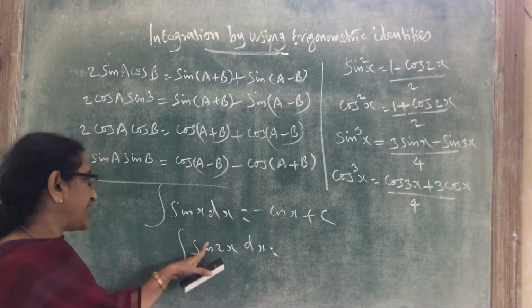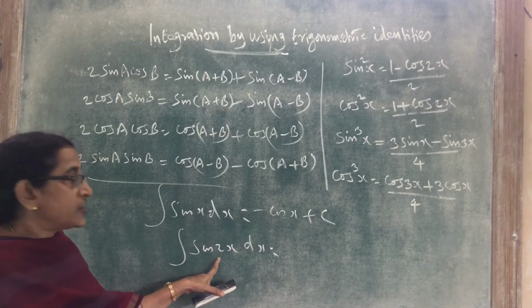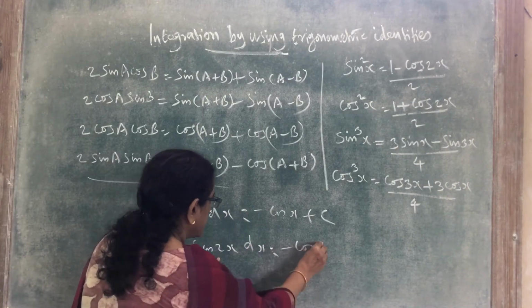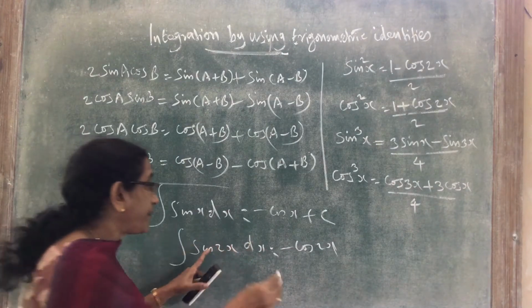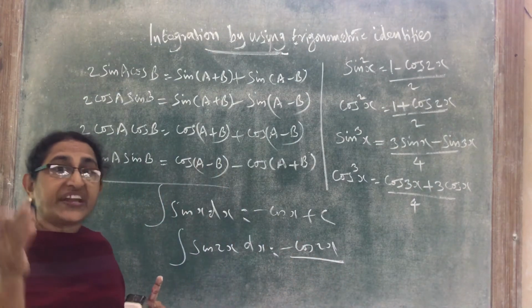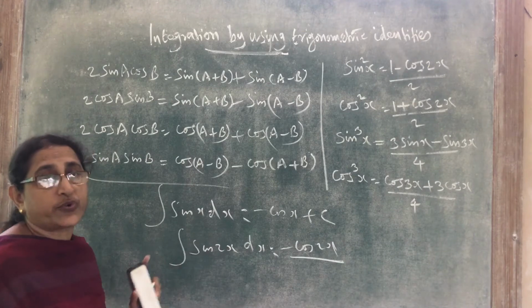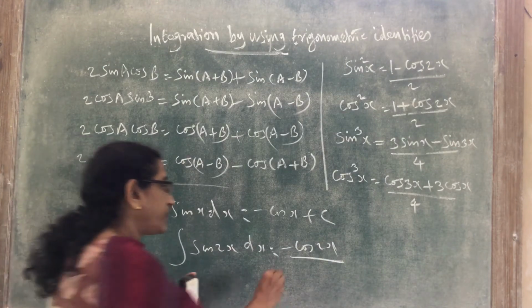Integral of sin 2x: we can see that in the place of x we have 2x. So what can we write? Minus cos 2x. Instead of x, we write 2x. Immediately divide by what? When we find the integral, we divide by the derivative of 2x. What's the derivative of 2x? 2. So divide by 2.